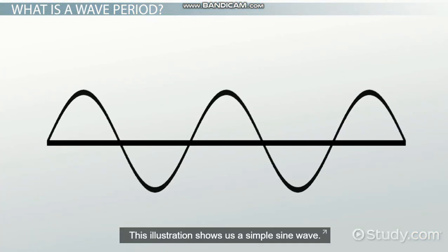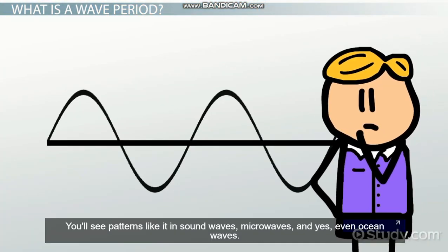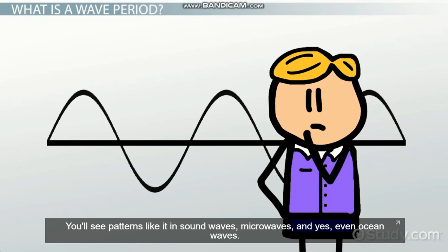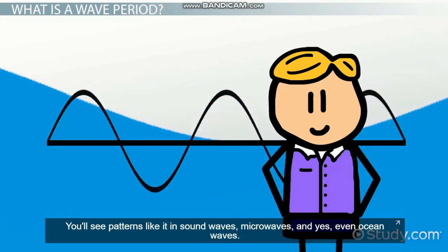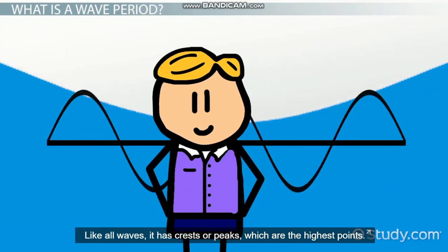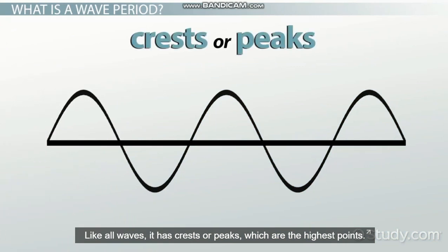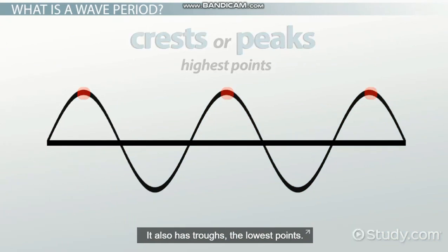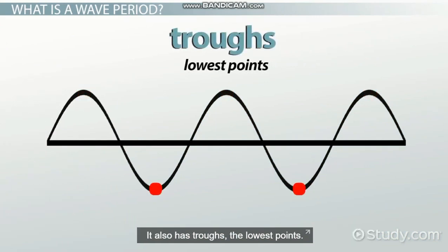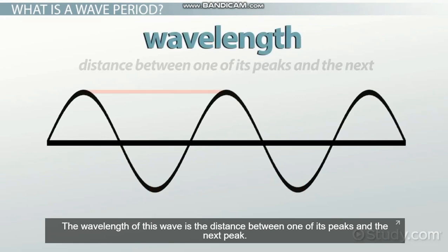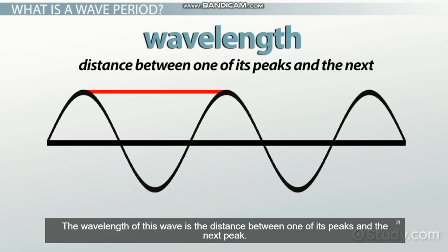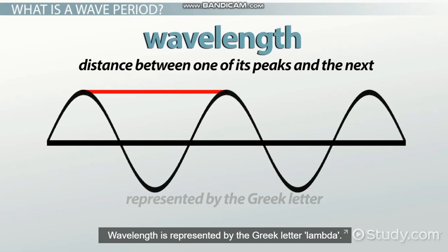This illustration shows us a simple sine wave. You'll see patterns like it in sound waves, microwaves, and yes, even ocean waves. Like all waves, it has crests or peaks, which are the highest points. It also has troughs, the lowest points. The wavelength of this wave is the distance between one of its peaks and the next peak. Wavelength is represented by the Greek letter lambda.